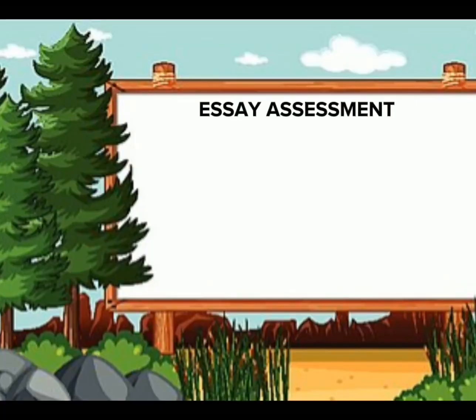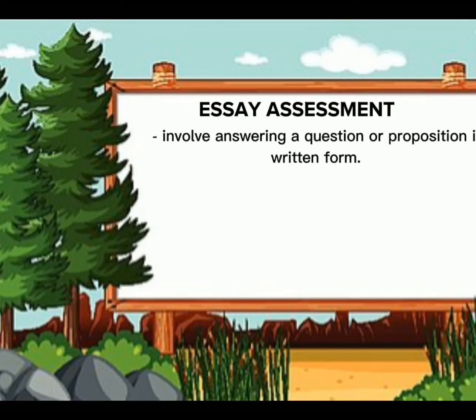Essay assessments. It involves answering a question or proposition in written form. An essay item that requires a few sentences is called restricted response. There are constraints to the content and nature of the responses, and questions have a clearer focus. Essay questions must be straightforward so that students can swiftly arrange their thoughts and directly respond to the questions. Essays are graded using a rubric.